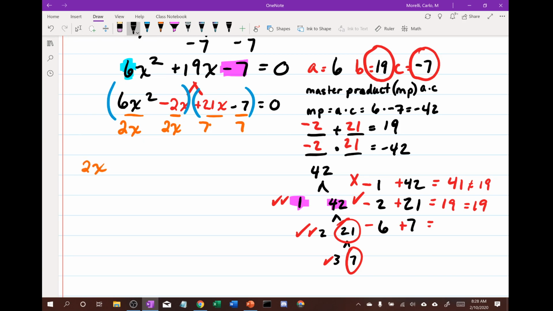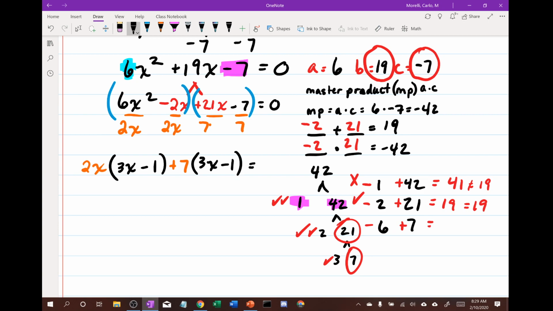2x out front. Okay, open parentheses. And now 6x squared divided by 2x is 3x minus 2x divided by 2x. They completely cancel out, leaving behind uno. Okay, a good game. Now we are going to bring this 7 out front, and that is a plus 7. Open parenthesis. 21x divided by 7 is 3x. 7 divided by 7 is 1, so it's just minus 1.